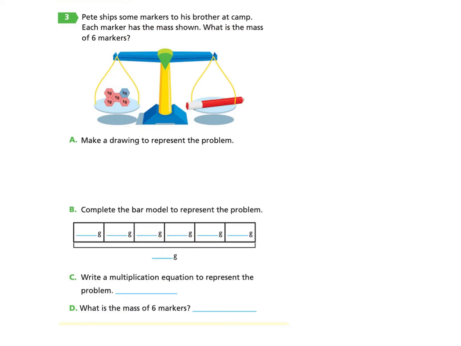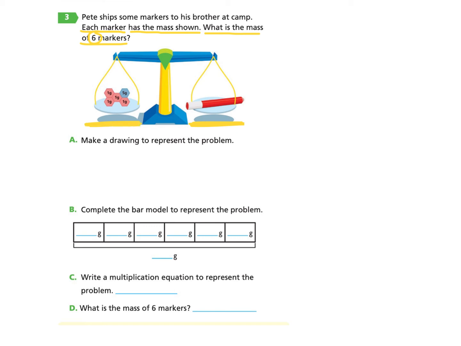Let's turn to the next page, page 449, Part 3. Pete ships some markers to his brother at camp. Each marker has the mass shown. What is the mass of 6 markers? Okay, so this is one marker right here, and this is the mass of that one marker.